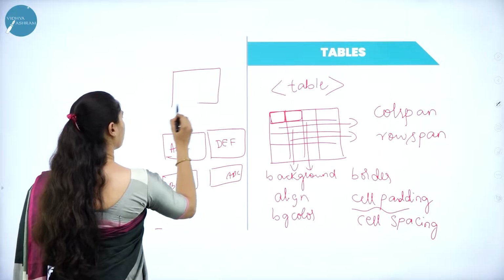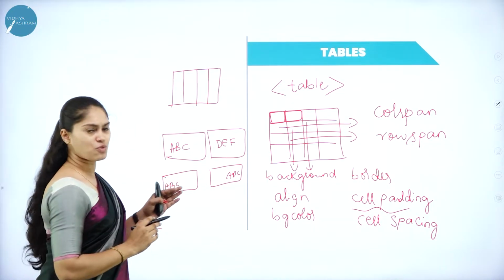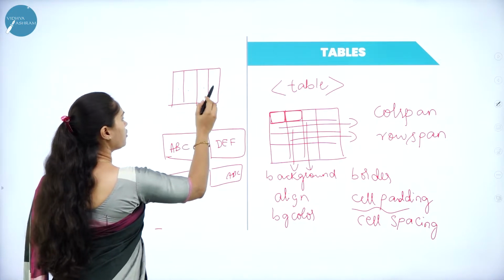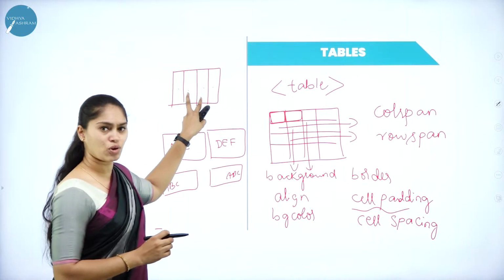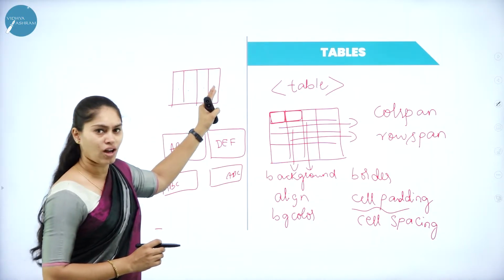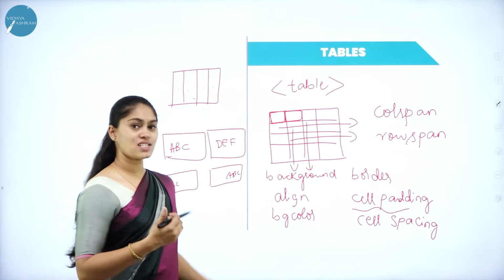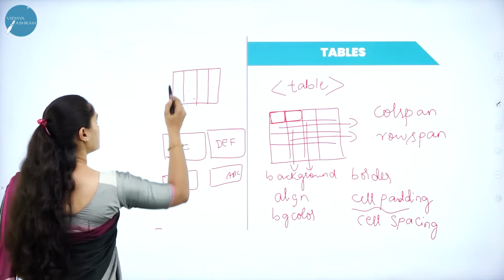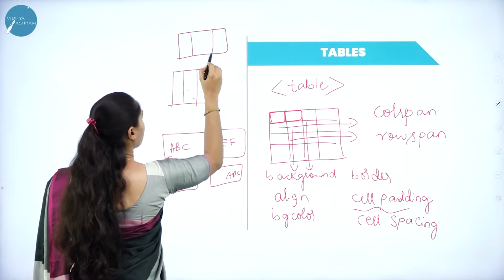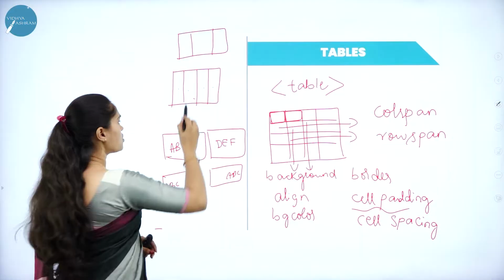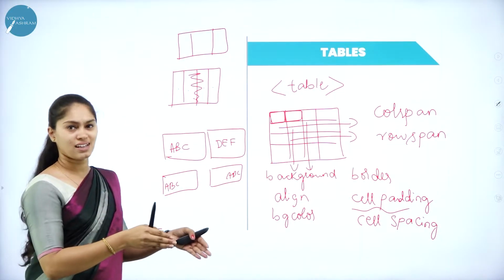Consider I have a table and it has 1, 2, 3, 4 columns. But I want to merge these two cells. I want to have only 3 columns. How can I do that? With the help of colspan. After spanning the columns, how will this table look? It will be like this. These 2 columns will be merged together and look like a single column.